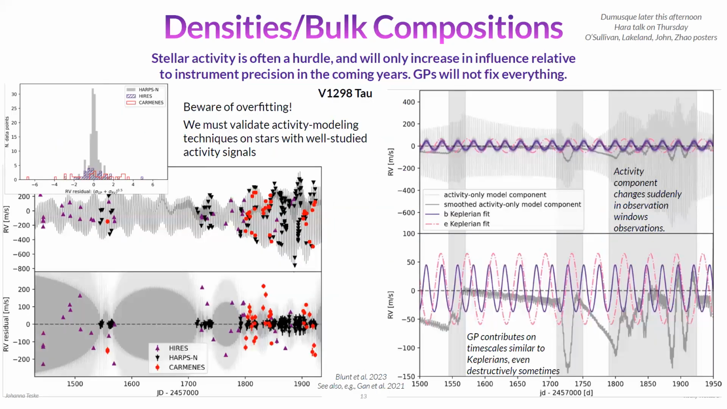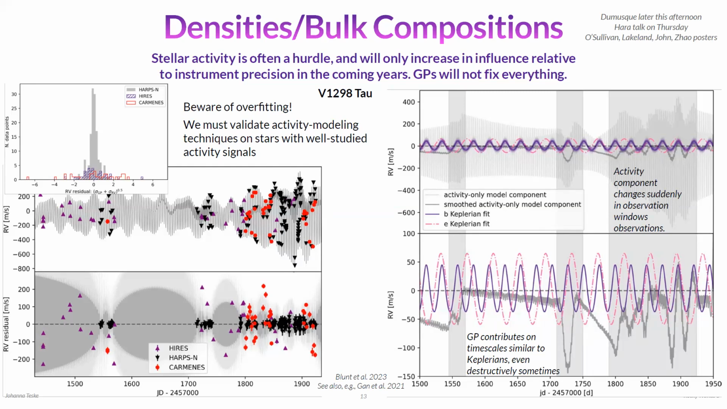A technique that has been used a lot in recent years to try to mitigate or model stellar activity has been Gaussian processes. This is a very powerful technique. I'm not going to go into the nitty-gritty of it, but the point I want to make here is that it should be used with caution.